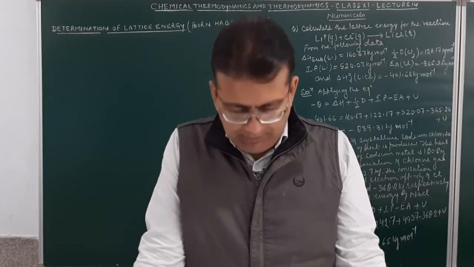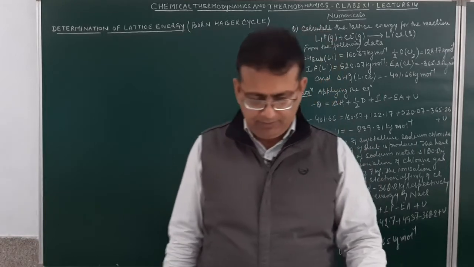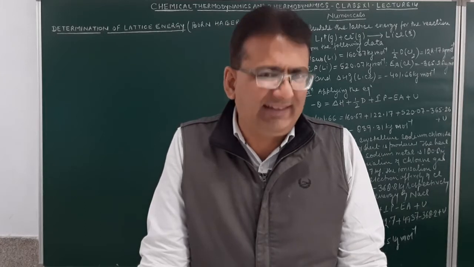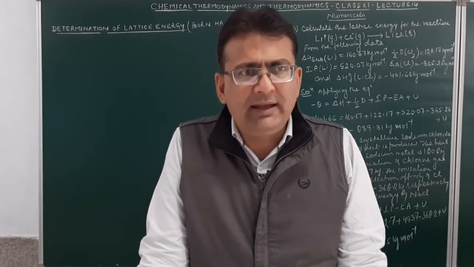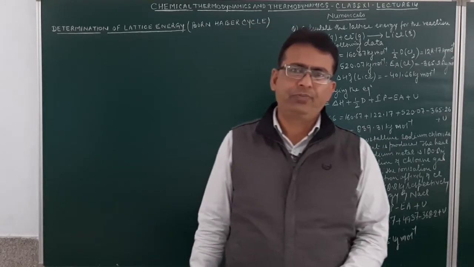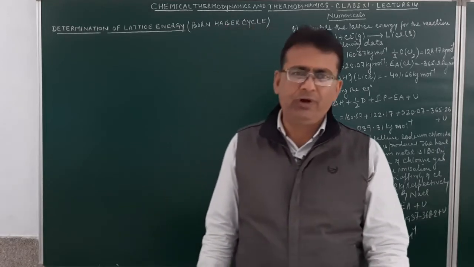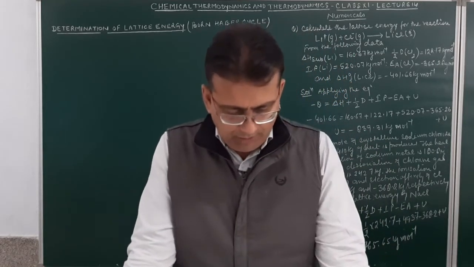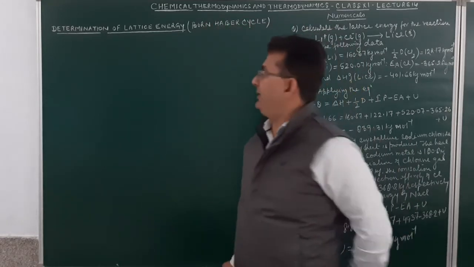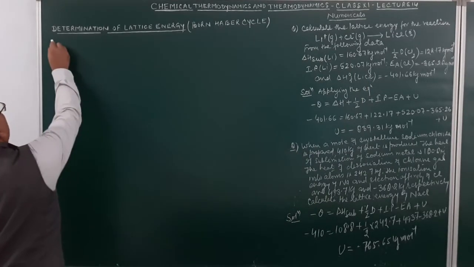Now, when the cation and the anion attract each other to form a solid crystal, then the energy released is called the lattice energy. So how do we define lattice energy? It is the amount of energy released when 1 mole of a compound is formed from the interaction of its constituent ions, that is cations and anions.